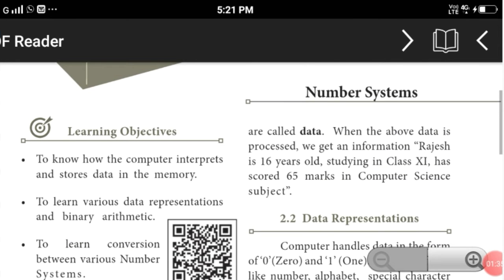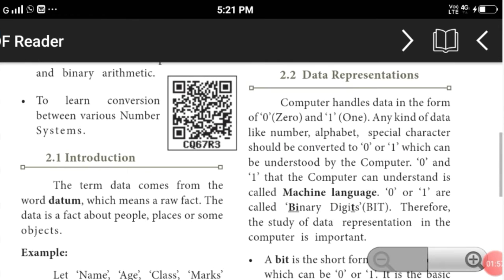So what is data? A number of pieces of information is called data. For example: Rajesh, 16 years old, 11th standard, that boy scored 65 marks, a computer science group boy. This information is called data. Now, what is data representation?